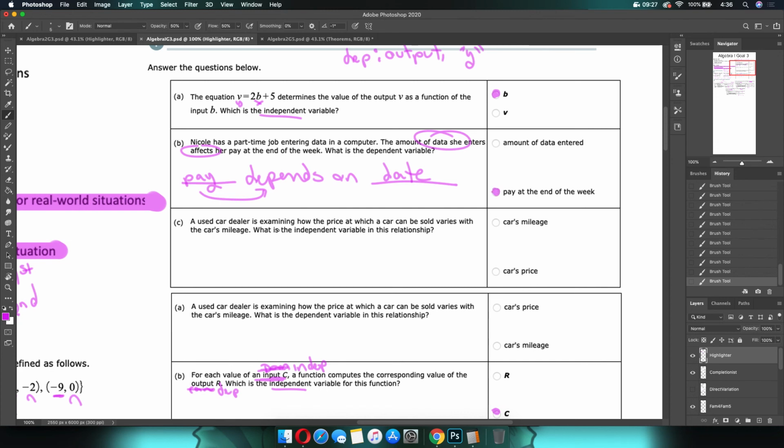Car mileage is examining, car mileage, what am I doing? Used car dealer is examining how the price at which a car can be sold varies with the car's mileage. Ooh, varies with, okay. Remember from the earlier video when I was talking about how your y varies directly with your x, this is that format as well. So independent is the thing that comes after the word varies. What comes after the word varies? Mileage.